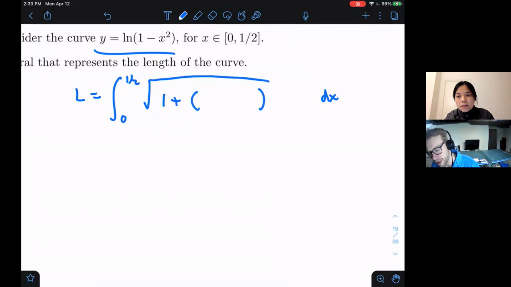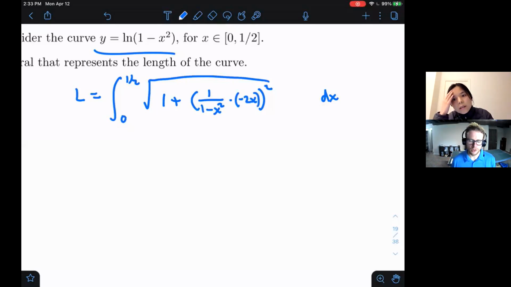So again, 1 plus a quantity squared, we're going to take the derivative. Maybe I'll just try to do this in line here. So when I take the derivative of the natural log, I get 1 over. And then don't forget about the chain rule. I left the inside alone, multiply by the derivative of the inside, and the derivative of the inside is going to be negative 2x. So that right there is my full derivative of y.